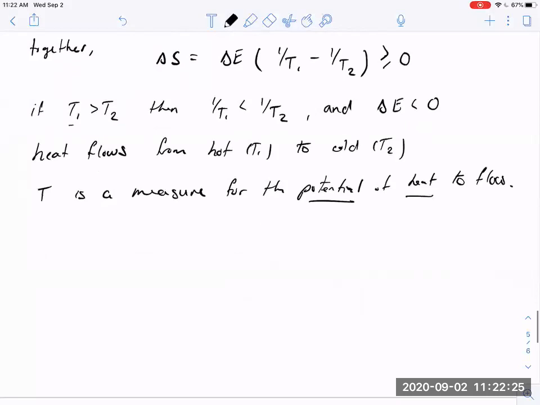Such phenomena like heat flow are therefore said to be irreversible, in that the reverse doesn't happen. For a spontaneous process, heat flows from hot to cold. We don't expect spontaneously for heat to flow in the opposite direction, from cold to hot.